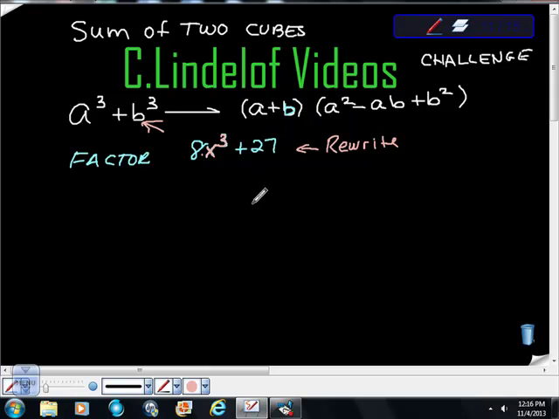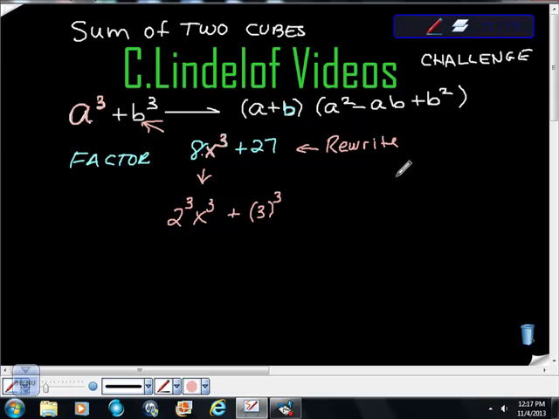All right, so having said that, how else can I visualize this to put it into this form? This is the form that I want. I look at 8 and I'm like, you know what? 8 is 2 cubed. 2 times 2 is 4, times 2 is 8. x cubed is x cubed. And I believe that 27 is 3 cubed. 3 times 3 is 9, times 3 is 27. That worked.